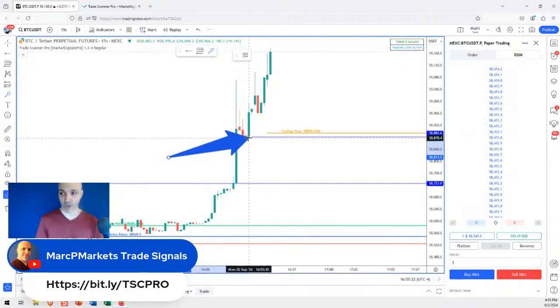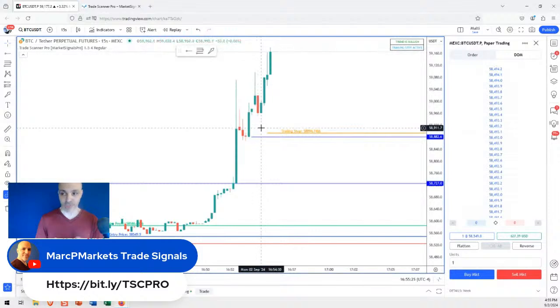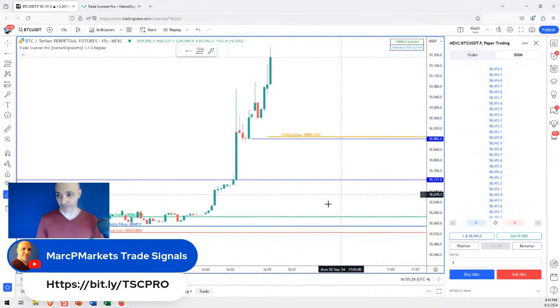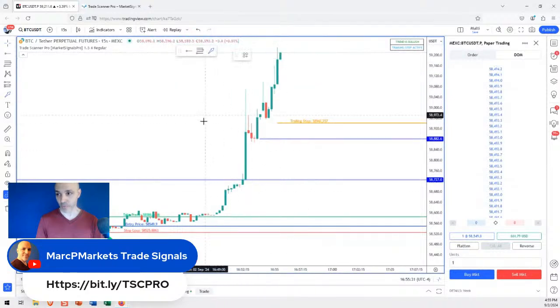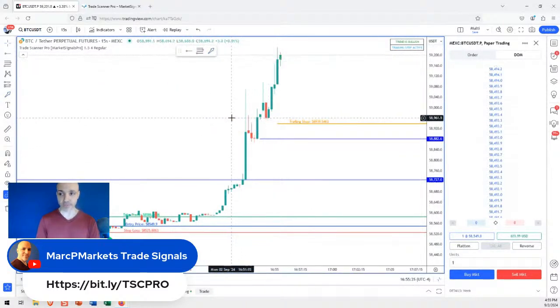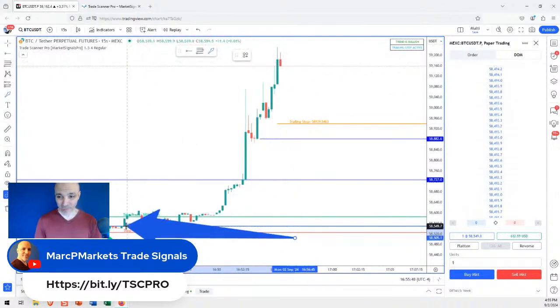The blue line is where I could have gotten out, right? So let's just say I got out there. I'm missing all this, right? The trailing stop kept me in. Way better. Now the trailing stop is like way better than my exit. Nice, right? Look at this. This all came from a 15-second entry.